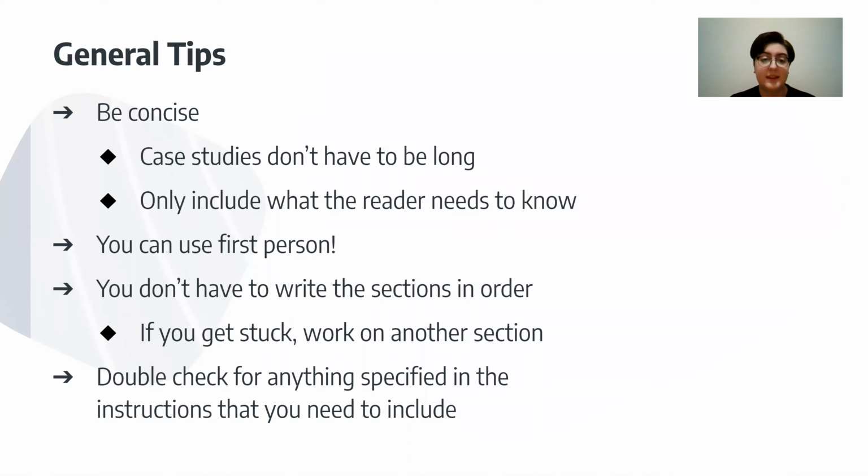Number one is to be concise. You don't have to extend your writing for pages and pages like you would have to for a research paper. They don't have to be long. And also, you should only include what the reader needs to know. So you don't have to have a bunch of outside sources or maybe unnecessary information or fluff. You just have to answer the questions that you need to answer in each section.